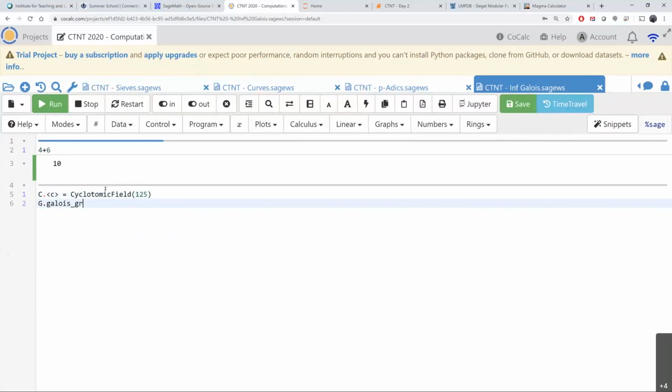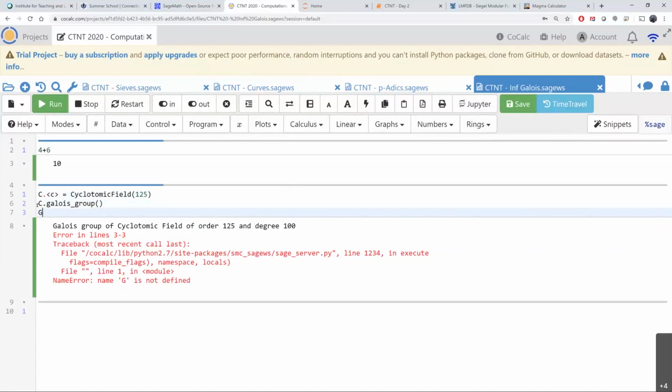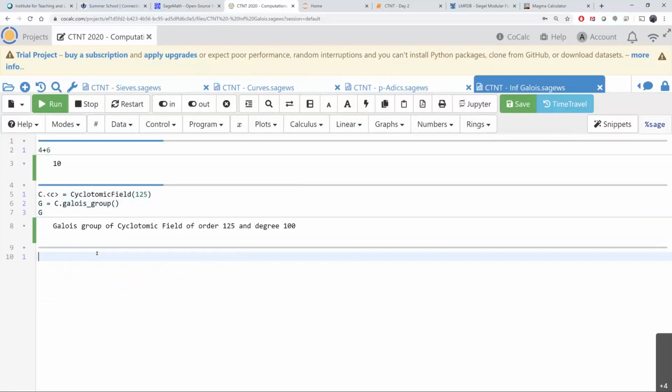and I can compute its Galois group and ask Sage, what is the Galois group? G is not defined. There you go. All right. So G, we define it as the Galois group, and Sage tells you, also a little bit sassy, well, it is the Galois group. It doesn't tell you more information, so you have to dig it out. You have to pull it out of Sage if you want more information.